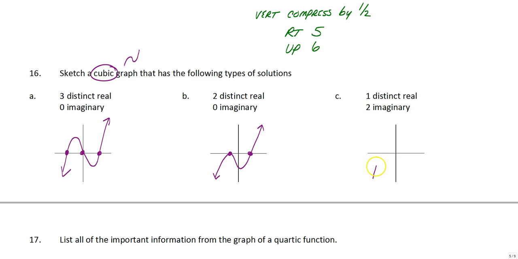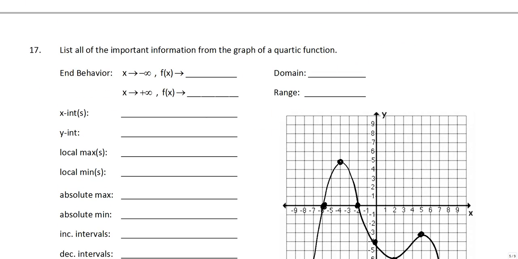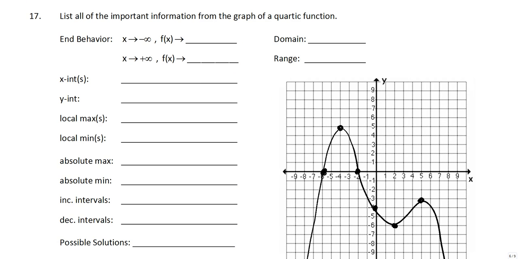Finally, we have 1, and it just means it goes down but never comes back. That is an example where we would have 1 distinct real and 2 imaginary solutions because we have room for 2. We have 3 possible minus 1. We have room for 2. So we're good. This last example here kind of wraps up everything that we've talked about with graphing all semester.